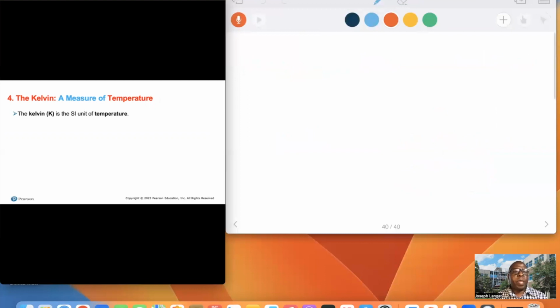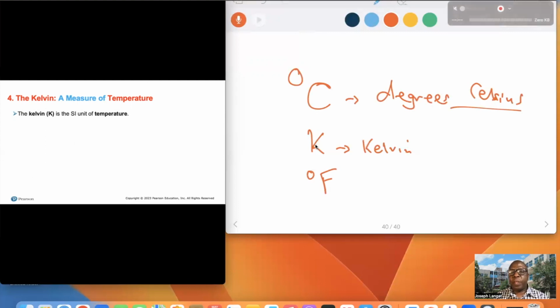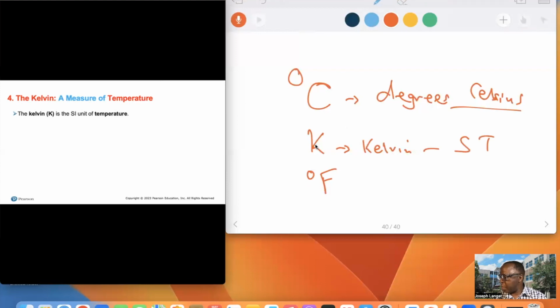Temperature measurement, we use Kelvin in SI. Of course, in the lab, you will use degrees Celsius. We have other units such as Kelvin, and this one is degrees Celsius. And we have also degrees Fahrenheit, which we will see momentarily. Please remember that Kelvin is the SI unit for measuring the temperature.